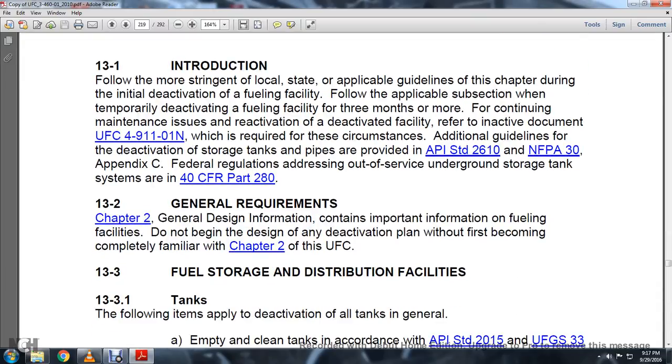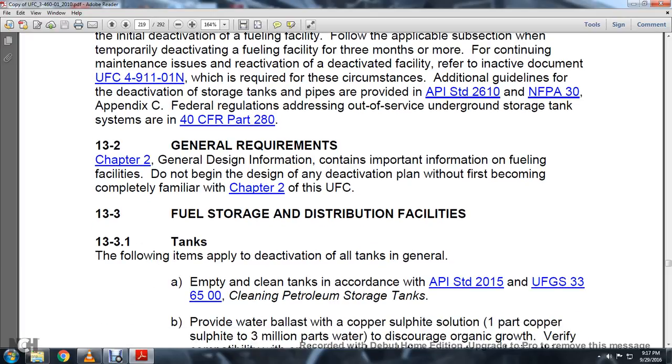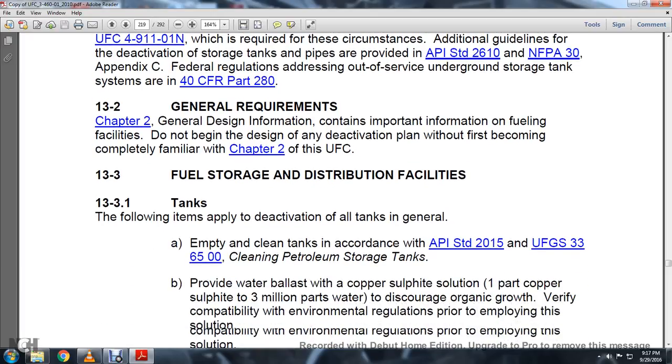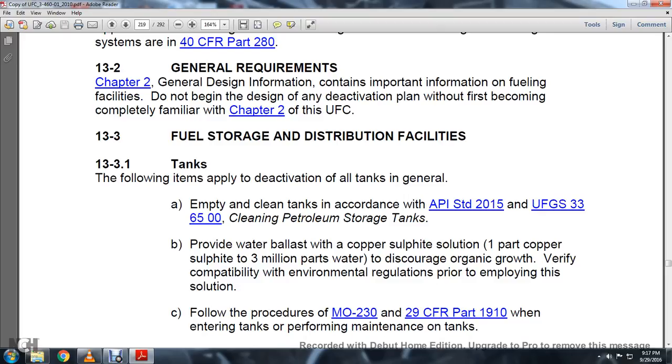Chapter 2, Design, contains information on the fueling facility. Do not begin the deactivation plan design without first becoming completely familiar with Chapter 2 of the UFC. Chapter 3, Fuel Storage and Distribution Facilities. 13.3.1 Tanks. The following items apply to the deactivation of all tanks in general.